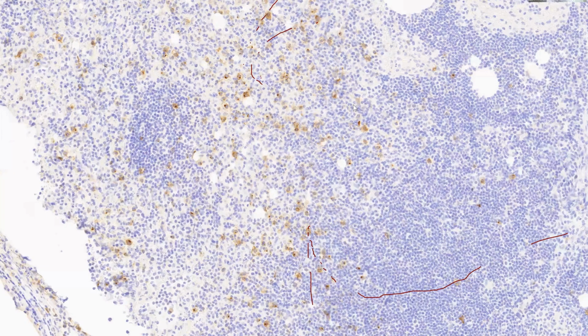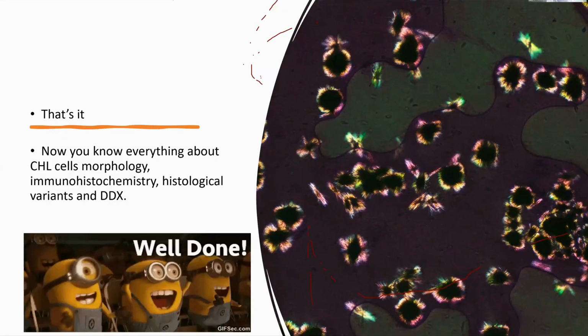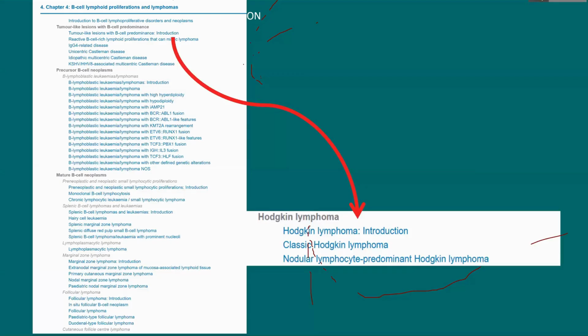And that's it. Now you know a lot about immunohistochemistry, histology, variants and differential diagnosis of classic Hodgkin lymphoma. I still have nodular lymphocyte predominant Hodgkin lymphoma. If I have 5 minutes, I can go through. Absolutely, quickly, yes. Thank you.